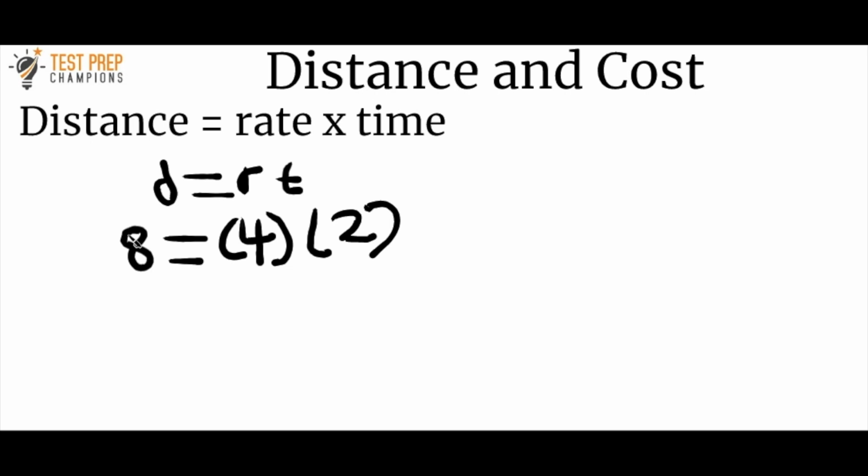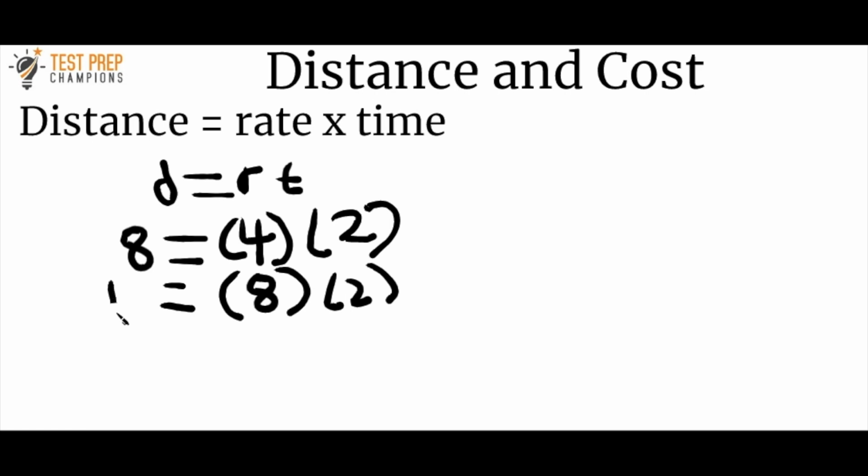Okay, and now let's say that you ride for 2 hours again. So you go out on your bike for 2 hours, but this time you go twice as fast. So this time, instead of going 4 miles per hour, you bike at a speed that's twice as fast. So 4 times 2 is 8. Now we've got 8 times 2, and that is going to give us 16 here.